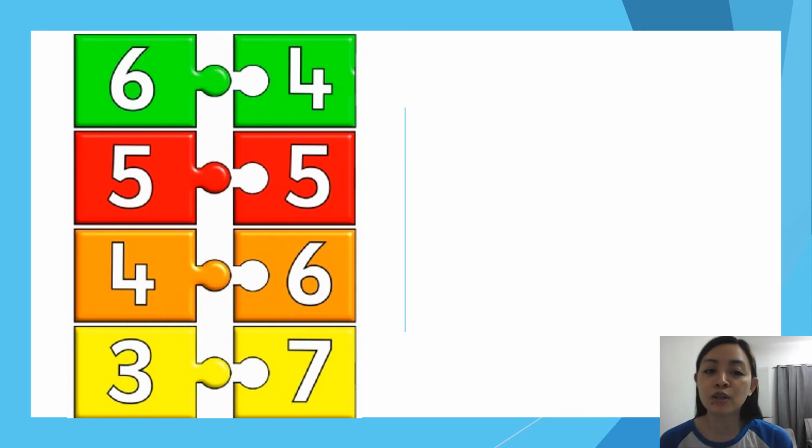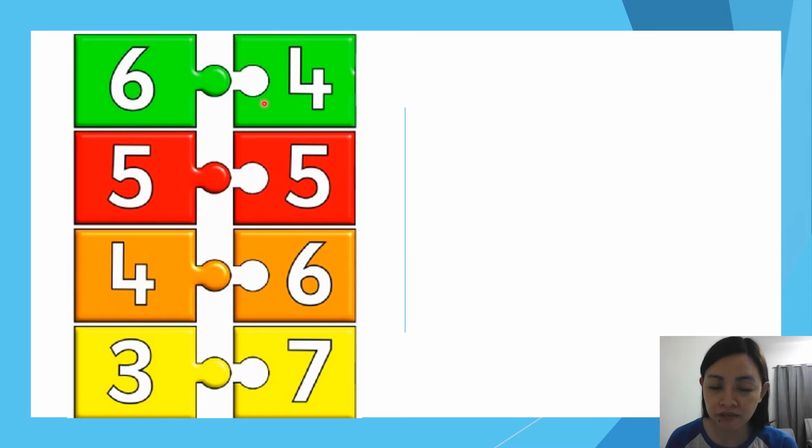Okay, kids, before we go to our lesson, I want you to observe the following set of numbers. They look like a puzzle, right? Okay, so this is 6 and 4. Two numbers joined together are called number pairs. So let's study the following number pairs and let's see what will be their sum or their total.